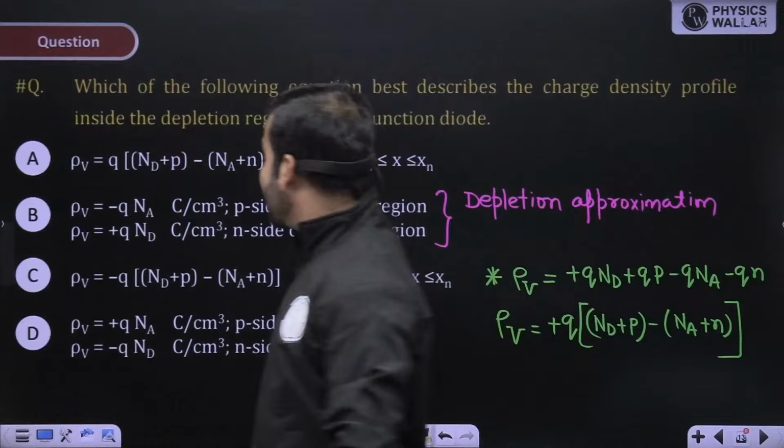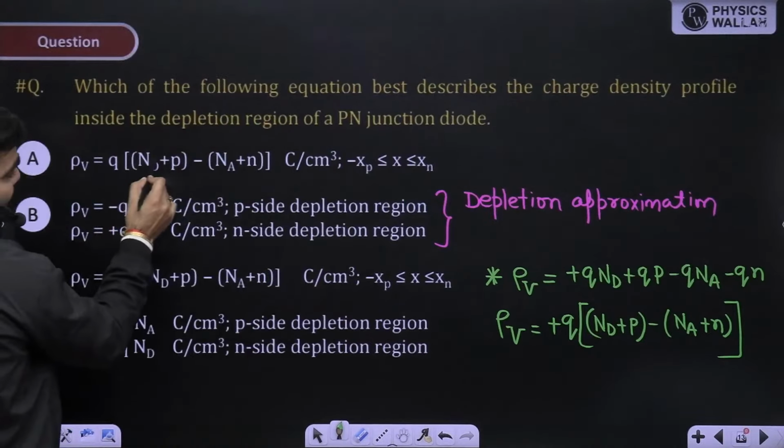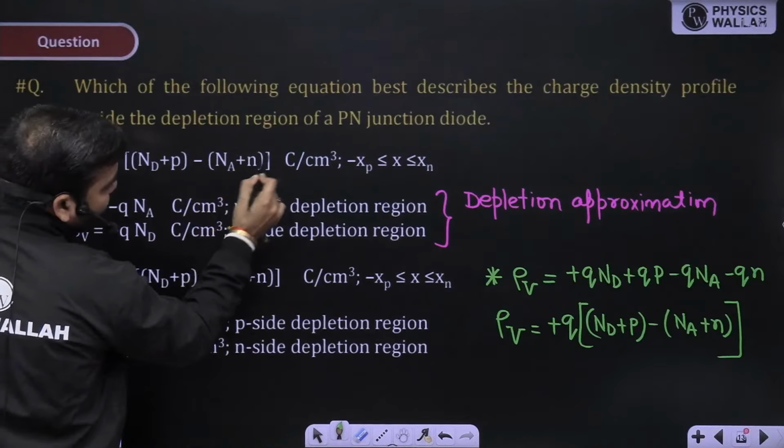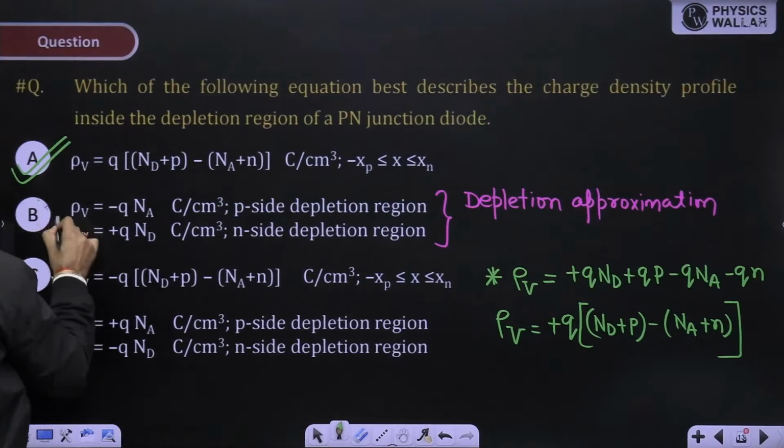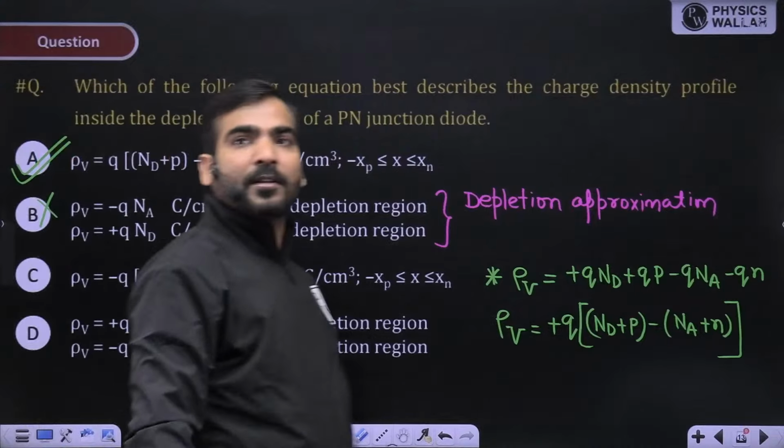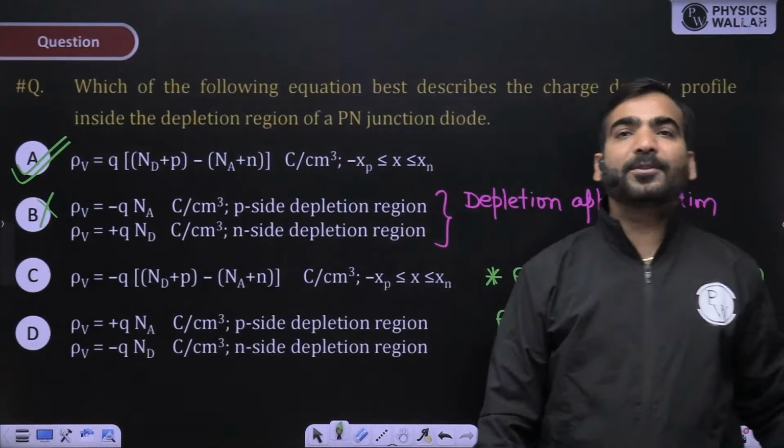So which option is correct? Plus Q (Nd + p − Na + n) Coulomb per centimeter cube, from minus Xp to Xn. So option A is correct. B is wrong, my dear friend. B will give you minus 2 by 3.